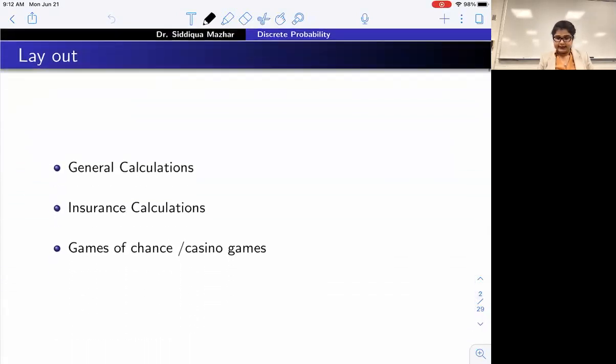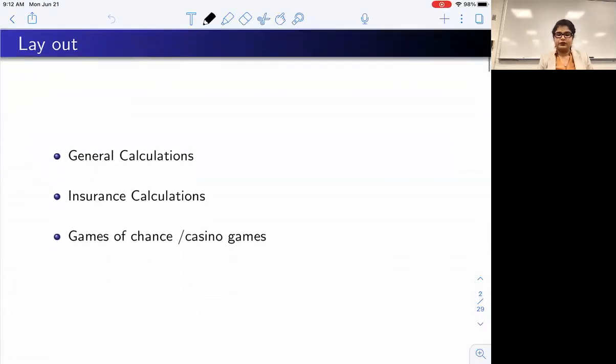So in today's lecture, we will basically be doing some general calculations, which will be given in tabular form, like tables will be given, charts will be given, and you need to figure out what the discrete probability is and how likely you are to make decisions on that.